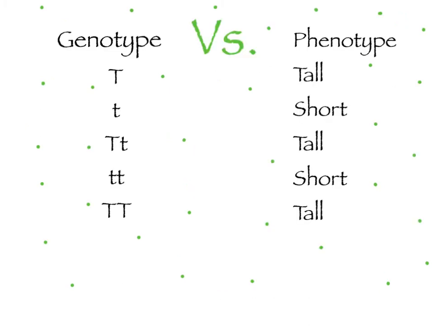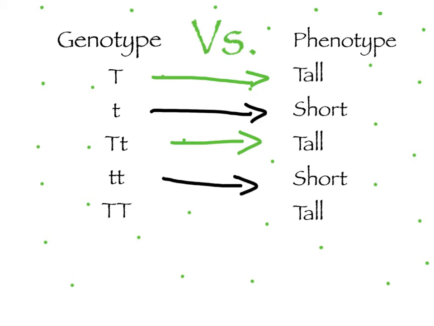Now to explain genotypes and phenotypes. The phenotype of the genotype big T big T is tall. The phenotype of the genotype little t little t is short. The phenotype of the genotype big T little t is tall. The phenotype of the genotype little t little t is short. And finally, the phenotype of the genotype big T big T is tall.